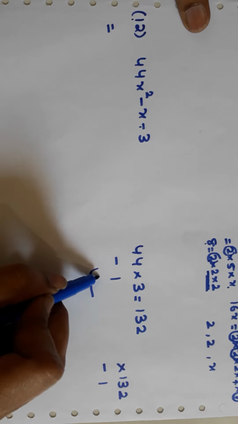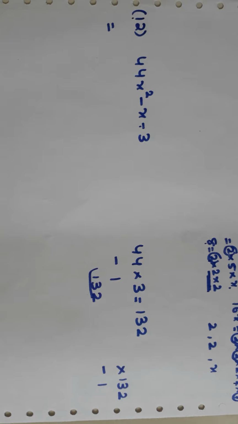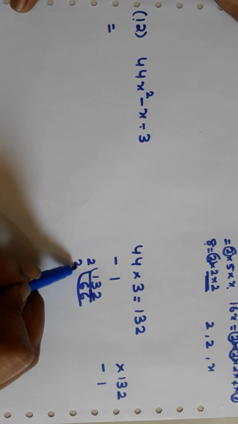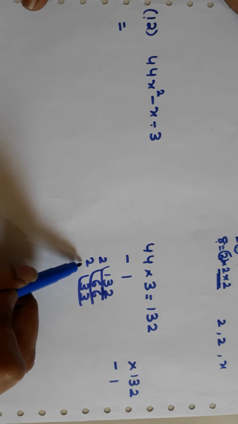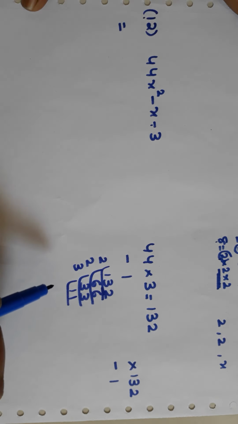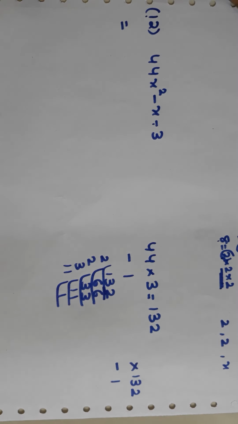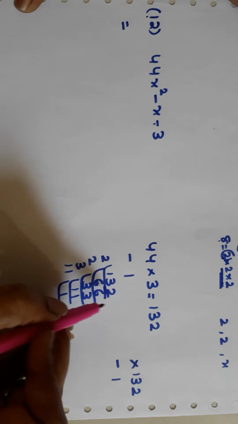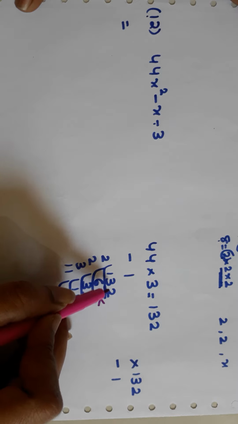So we will take the prime factorization of 132, that is the product of the coefficient of the first term and the constant term. We start with 2, 66, again 2, 33. 33 is not divisible by 2, so we take 3. 11 is not divisible by 3, so we take 11, since 11 is a prime number. Start with 66. Always start with the next number to 132.